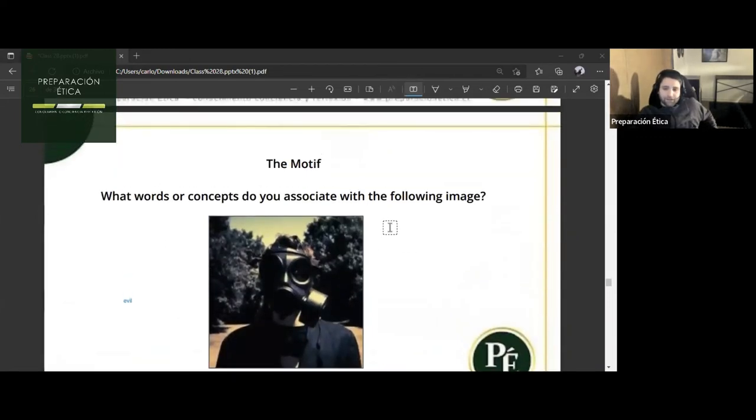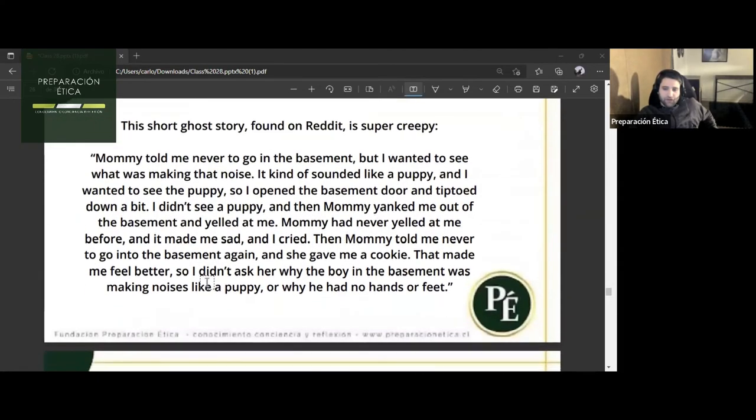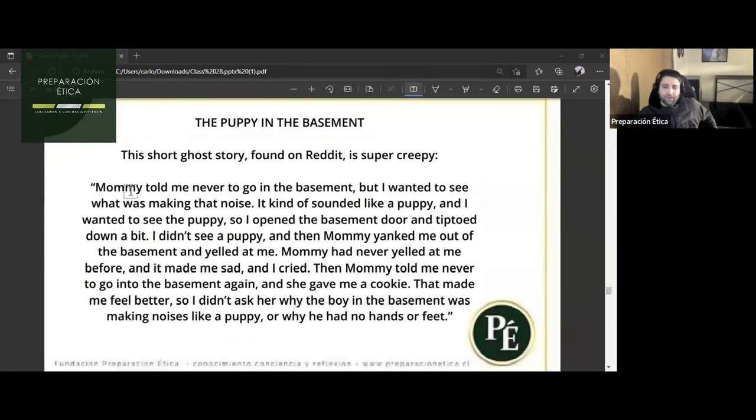Okay, so let's continue with a very short story. This is a story called The Puppy in the Basement. And this is a ghost story that I found on Reddit, which is super creepy. And it's a short story. So I need a volunteer to read this story. I need someone who's not a coward to read this one. Okay. Thank you, Martin. You start whenever you want, Martin.